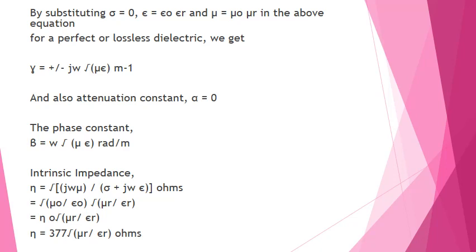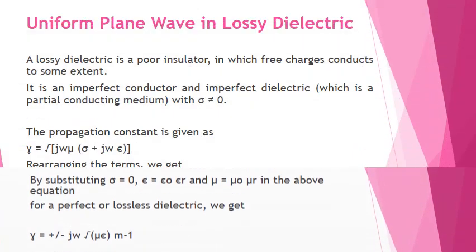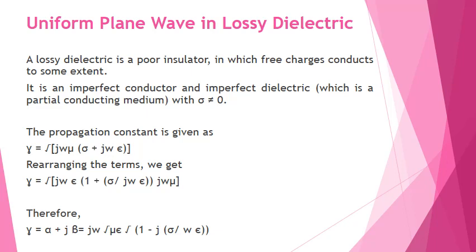Phase constant beta is equal to omega root of mu epsilon, and intrinsic impedance is given as root of j omega mu divided by sigma plus j omega epsilon. So finally, the intrinsic impedance can be rewritten as 377 divided by root of mu r by epsilon r in ohms. Uniform plane wave in lossy dielectric.